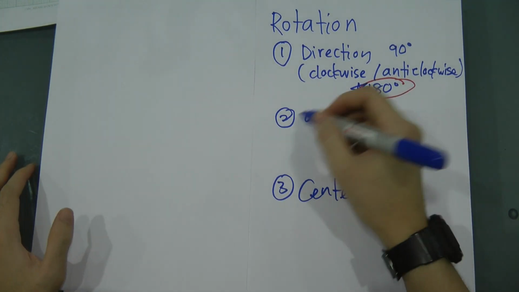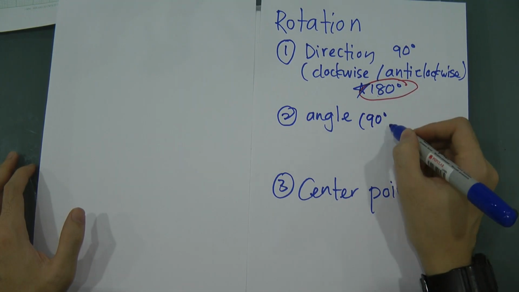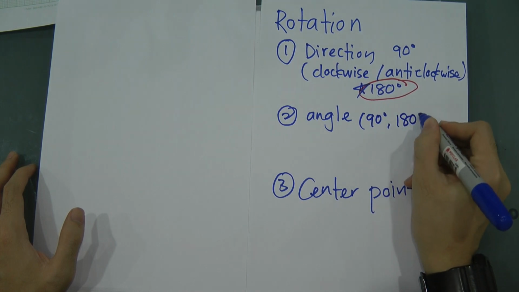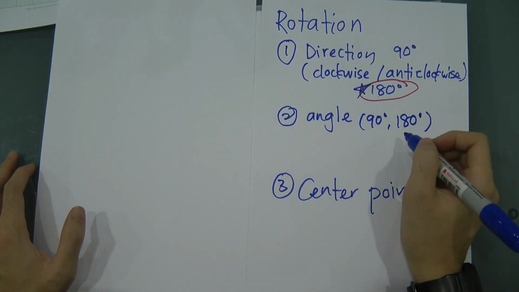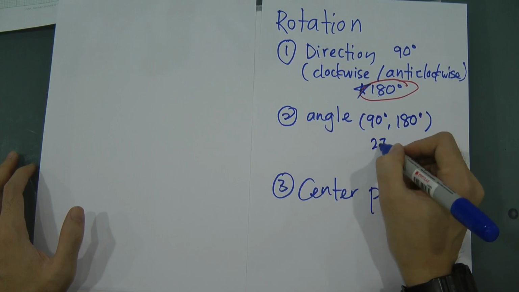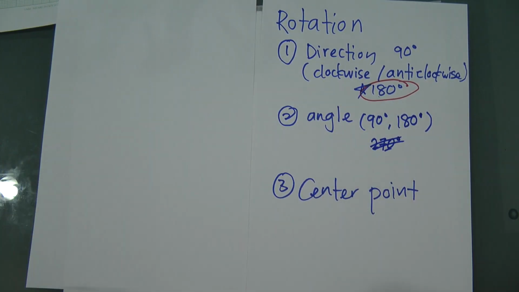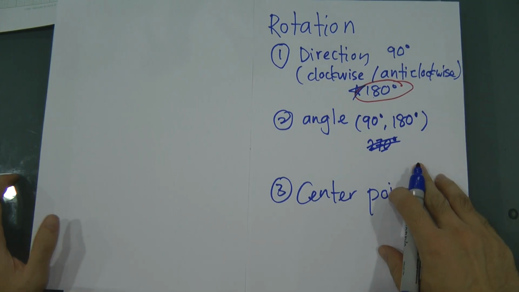And then the second piece of information I already mentioned here, which is the angle. You can have 90 degrees and 180 degrees. This is what will happen mostly in your exam. Alright, you can also rotate 270 degrees clockwise, but this one is the same as 90 degrees anti-clockwise. So in the exam we seldom use 270, only 90 and 180.